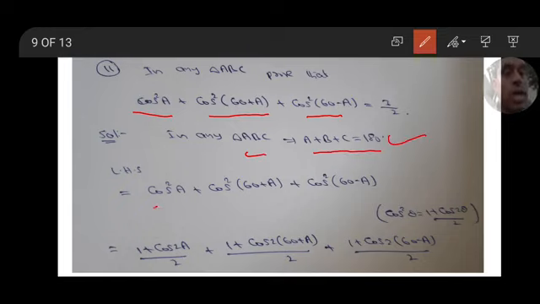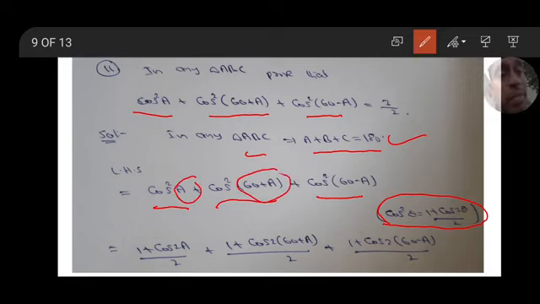So LHS: cos square a plus cos square 60 plus a plus cos square 60 minus a. And here we have the formula cos square theta equals 1 plus cos 2 theta by 2. Cos square theta equals 1 plus cos 2 theta by 2. Here theta means a, here theta means 60 plus a, here theta means 60 minus a.